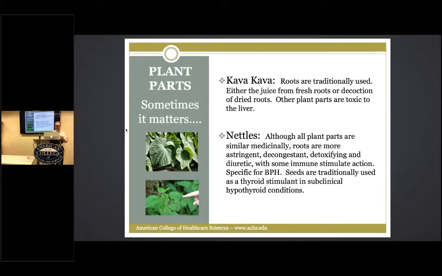Nettles, now you can use nettle root, you can use nettle leaves, you can use nettle seeds, but each plant part contains all of the effects of the plant, but each part emphasizes. So roots are more astringent and decongestant. It's often used as more diuretic and has an immune stimulating action. Seeds are traditionally used as a thyroid stimulant in cases of subclinical hypothyroid.